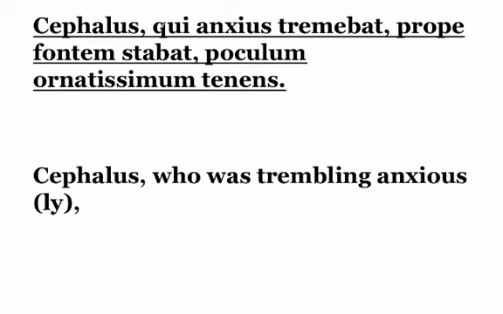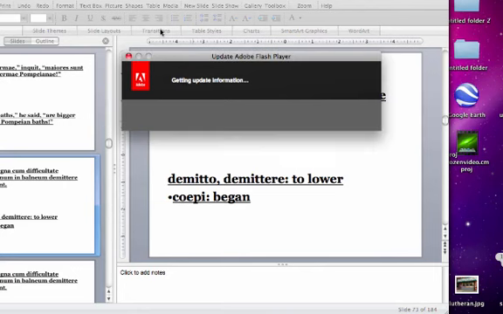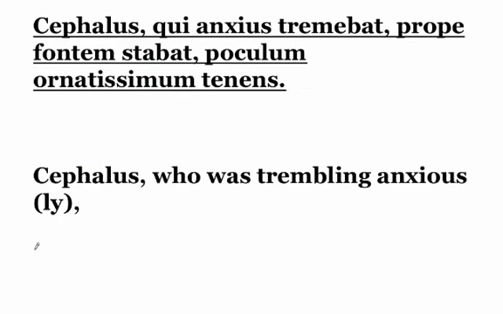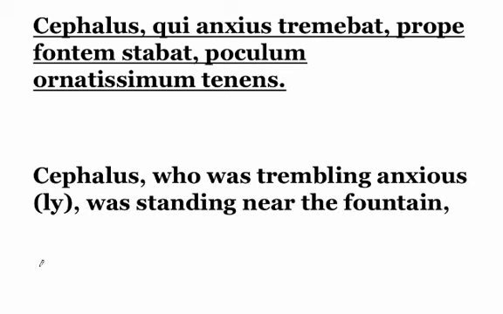Why is Salvius doing all this? Well, you're going to find out. Salvius has a plan that after Cogidubnus is dead, he's going to seize all of Cogidubnus's riches. Cephalus, who was trembling anxiously, was standing near the fountain. Prope fontem stabat. Again, always worth reviewing.